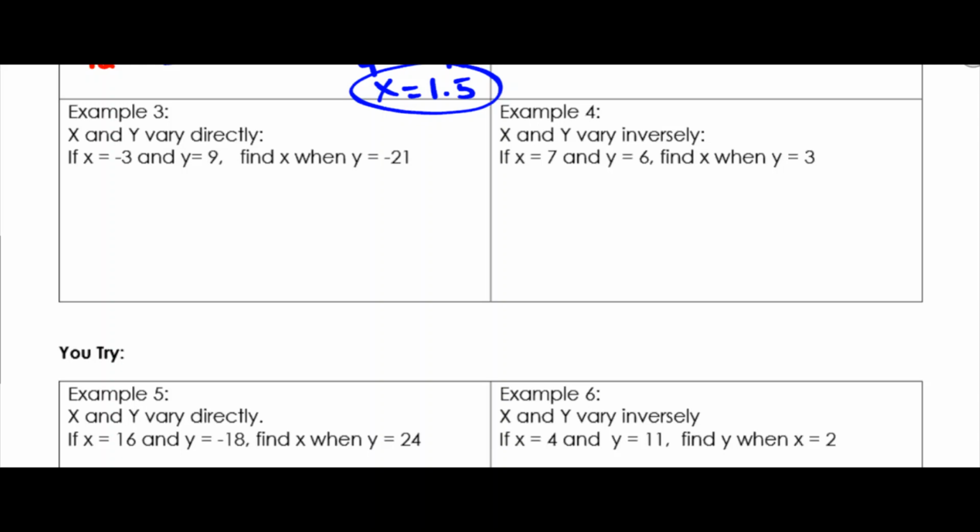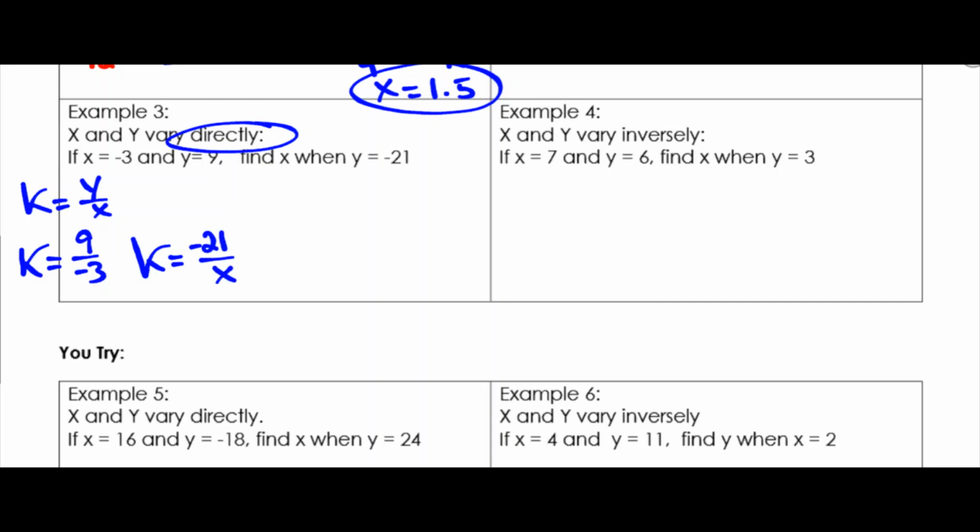And I'm actually just going to do it. No, I'll do it both ways. Okay, so we know that they vary directly. So we know that k is y over x. So k is 9 over negative 3. And k is negative 21 over some x value. Okay, so I'm really going to combine those 2 equations. I'm going to set those 2 equal to each other. 9 over negative 3 equals negative 21 over x.